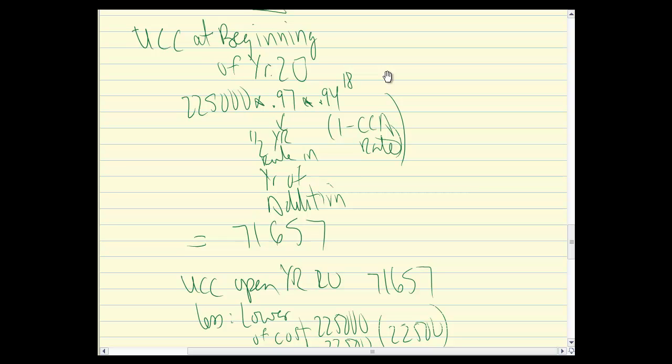So how would I come to 0.97? It's one minus one half of the CCA rate. Yes? It's half the CCA rate because it's half CCA in the first year. Then after that, you're doing 1 minus the full CCA rate for 18 years. That gets you to day one of year 20. And that's what you're going to compare to the proceeds.